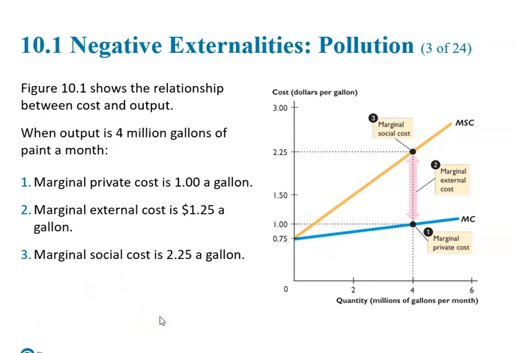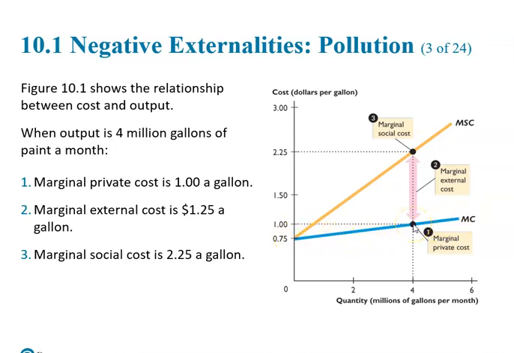So this figure shows the distinction between marginal private cost and marginal social cost. This is the supply curve of paint for the producer of paint. If the output is 4 million gallons of paint a month, the marginal private cost, which is the cost the producer will bear, is equal to $1 per gallon. This is denoted by the marginal cost curve, which is blue in color.